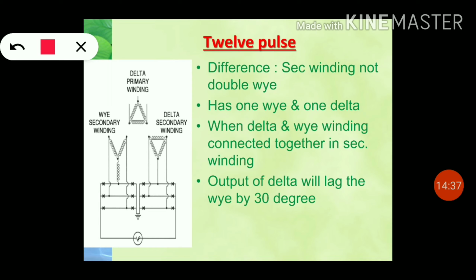12 pulse. The main difference is that the secondary winding is not a double Y in the 12 pulse rectifier circuit, because it has one Y and one delta connection. So the 12 pulse rectifier looks similar to the 6 pulse 12 rectifier transformer when the delta and Y windings are connected together in the secondary winding. Then the output of the delta will lag the Y by 30 degrees.